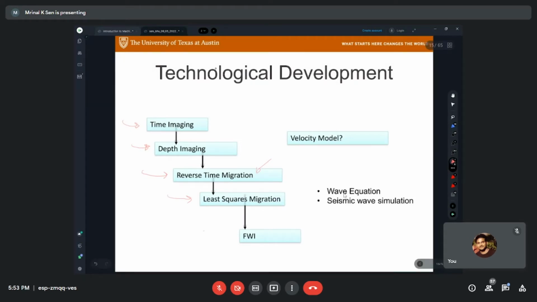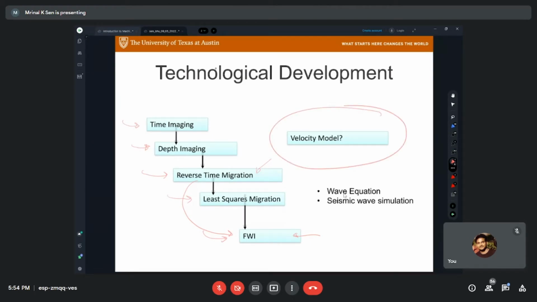we mostly use FWI. Even though this should have been the chronology of development, the theory of FWI was proposed before least squares migration, and we put it on the back burner because this is a computationally very intensive process, and until the computers became faster, we never bothered about implementing FWI. But there's one thing that is common: it needs a velocity model.